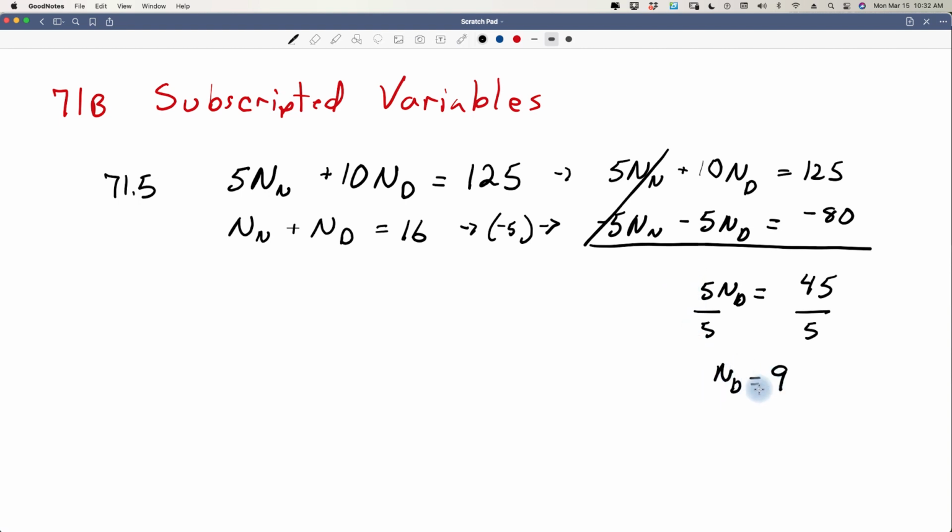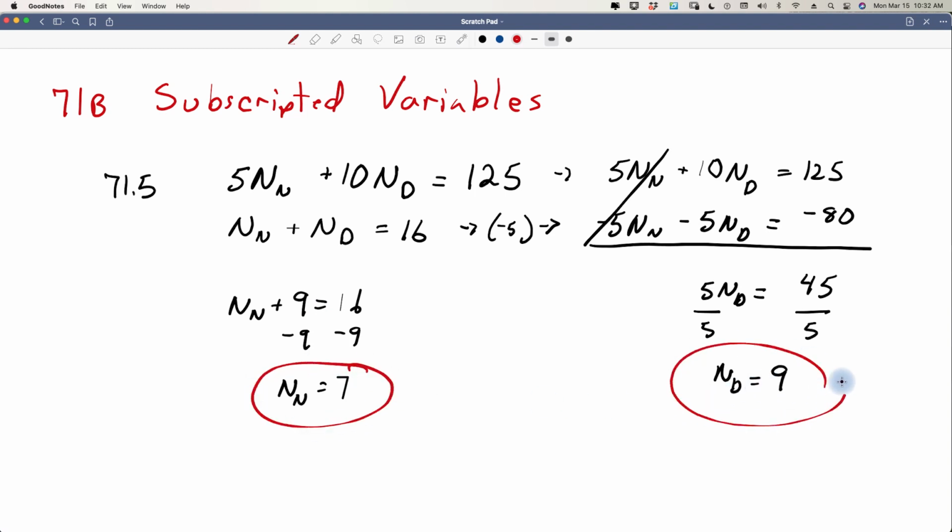So now that we know that the number of dimes is 9, we sub that in. So the number of nickels plus 9 equals 16. We subtract 9 from both sides. We know that the number of nickels is 7. So those are our answers. The number of nickels is 7 and the number of dimes is 9.